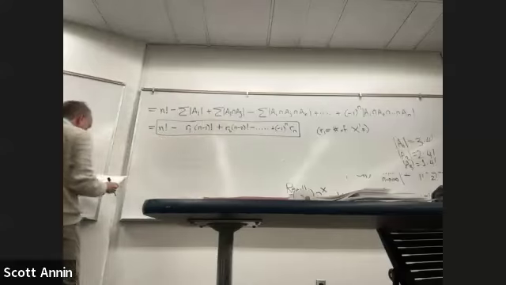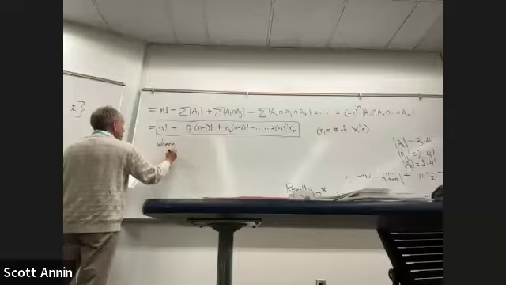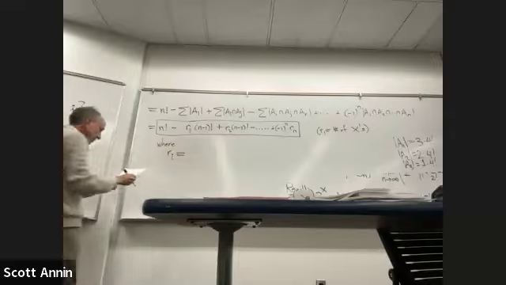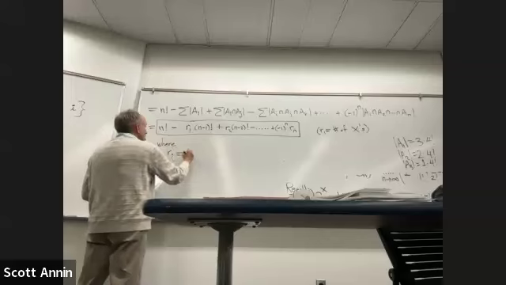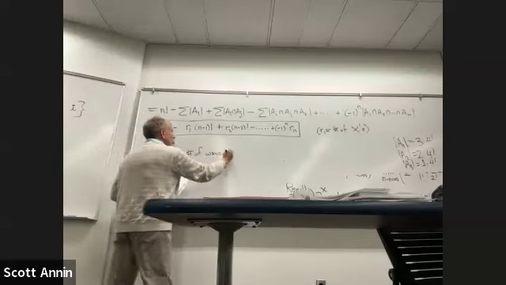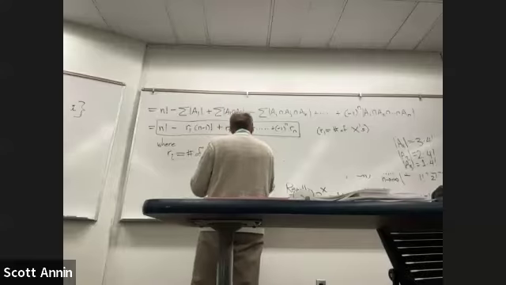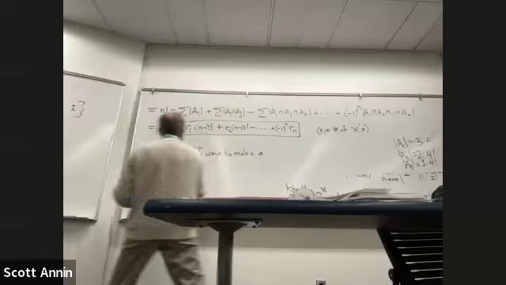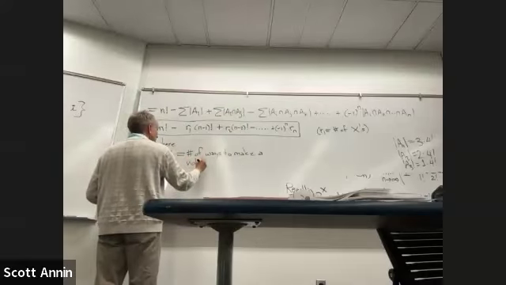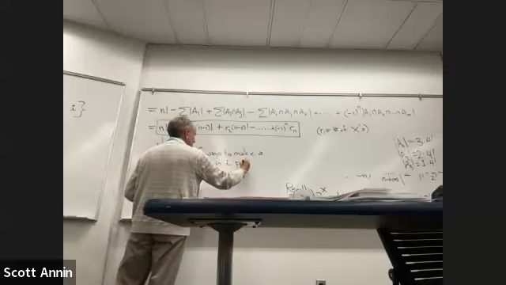And all I need to say is where R sub I is equal to the number of ways to make a violation in I positions.